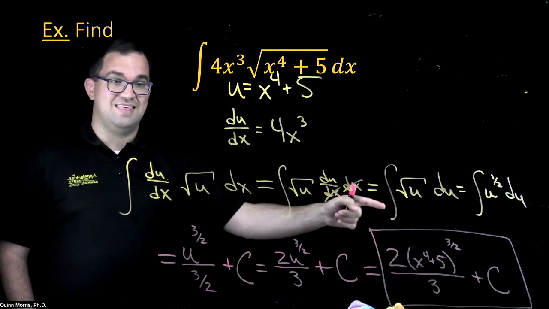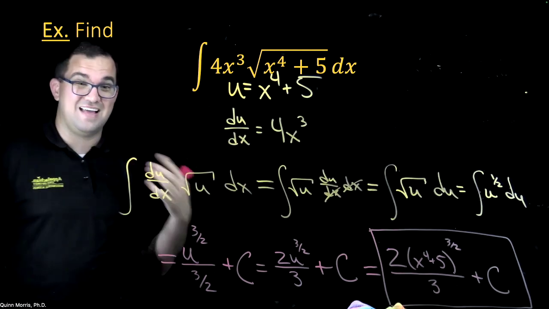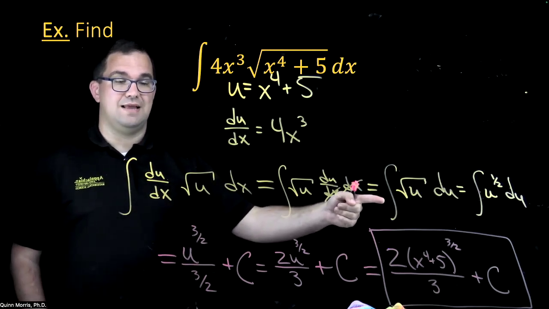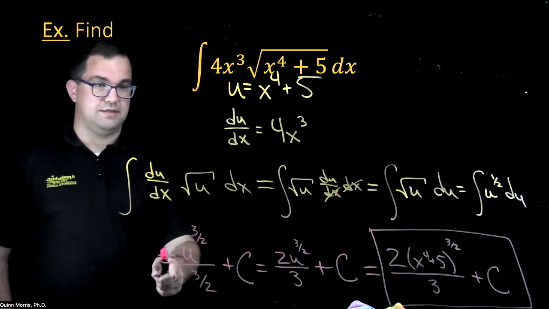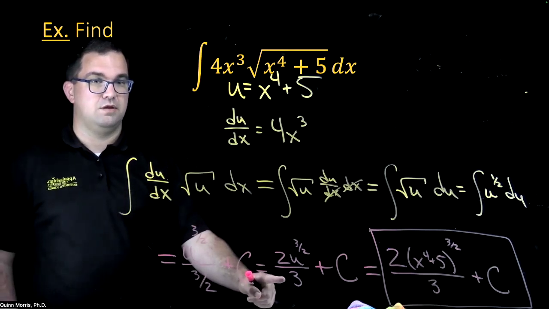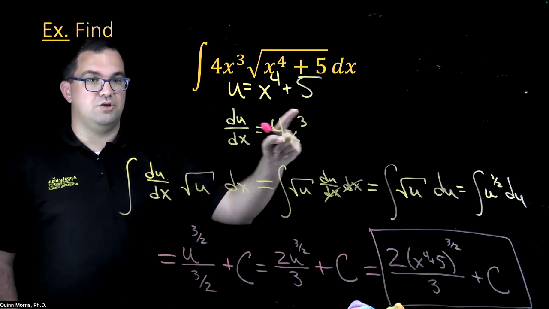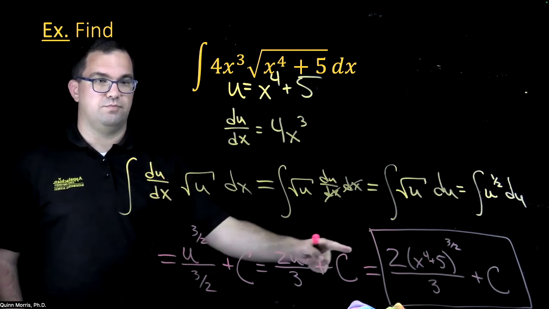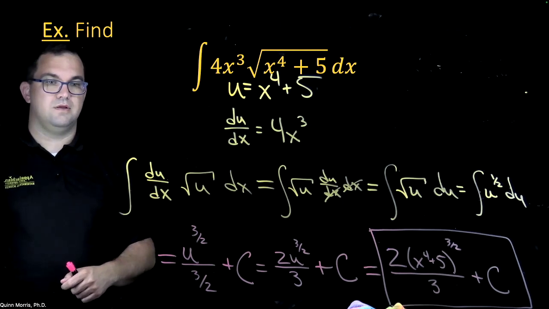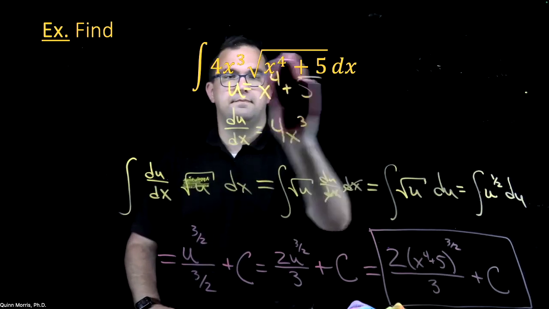Now notice that this antiderivative is much easier to find than this antiderivative. That's the whole point of u-substitution. And so now I can find an antiderivative of this function, which was just u to the 3/2 divided by 3/2, which I simplified here. And then in my final step, I just need to take this u and remember that u was a placeholder for x to the fourth plus 5. So everywhere I see u now, I plug in x to the fourth plus 5 to get my final answer. All right, let's look at another example.